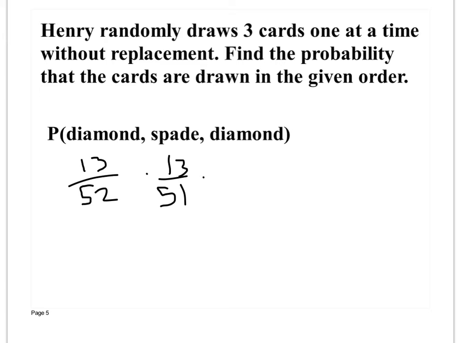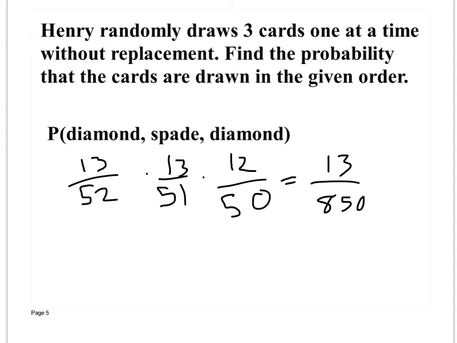How many diamonds are in this deck of cards? 12. And how many total cards are in there? 50. All right. So we multiply those. Okay. You get this. 13 over 850. They reduced 12 and 50. And that comes out to a 1.5% chance.